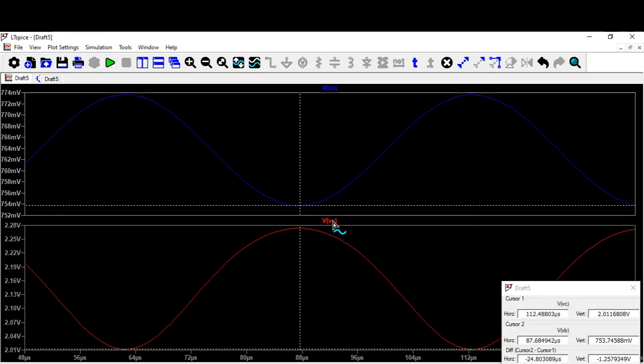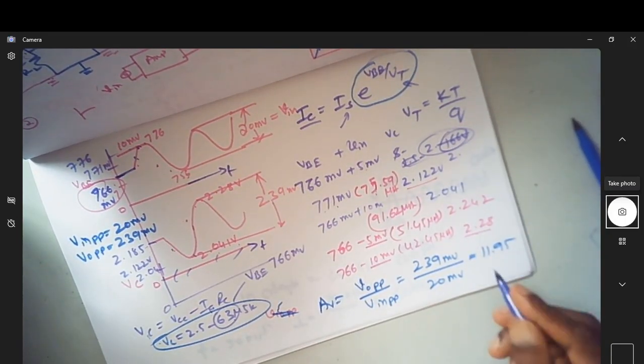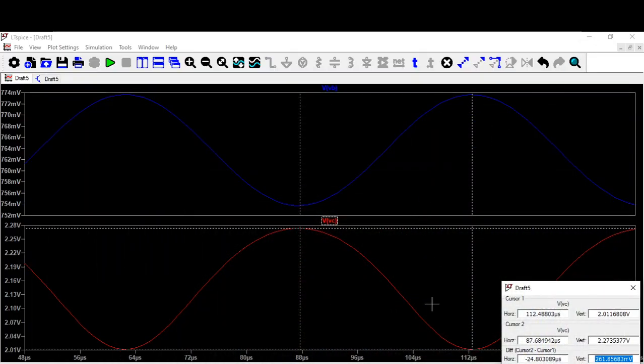How much is output peak to peak? See here, output peak to peak is 261. So what is this 261 divided by 20? It's actually 13, the gain of the amplifier. Of course, in practice or using equations, we got a gain of 11.95, which is almost close to 12. How much in simulation you're getting? You're getting 13, of course, which is not too far away from the expected value. So this way, a signal of 20 millivolt, you are able to amplify it to 13 times more than that.